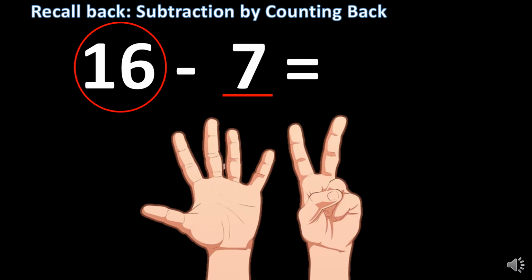Starting from 16, let's count back. 16, 15, 14, 13, 12, 11, 10, 9. 16 minus 7 is 9.